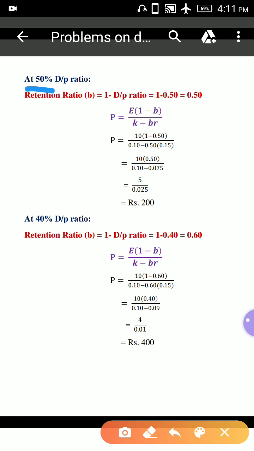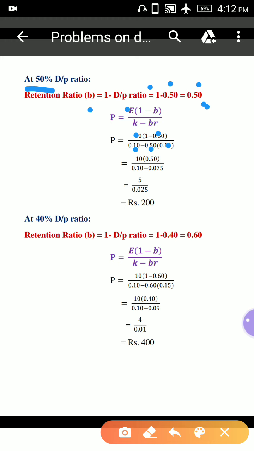Now a similar calculation will be made at 50% dividend payout ratio. Here B is equal to 1 minus dividend payout ratio, 1 minus 0.50, that is equal to 0.50. So now P is equal to E into 1 minus B, here 10 into 1 minus 0.50, divided by K 0.10 minus B, here 0.50 into R, 0.15.